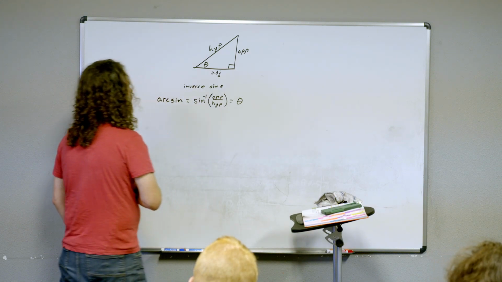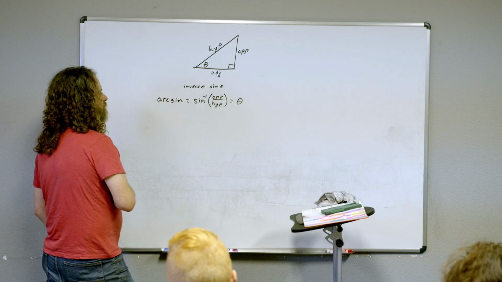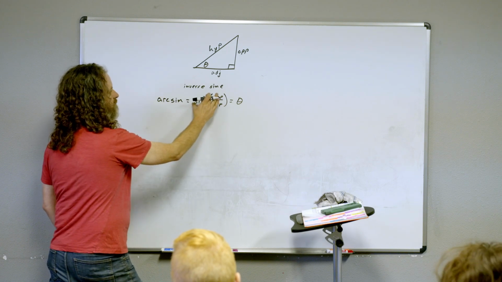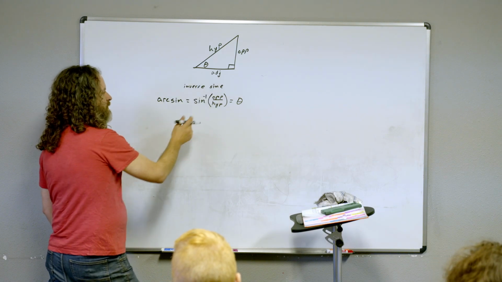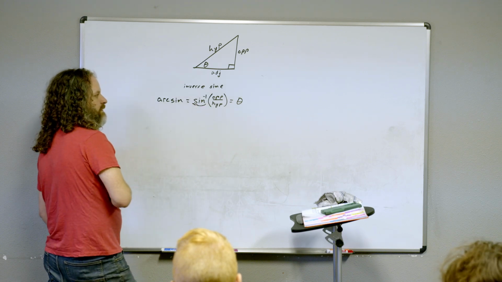Arc sine is that whole chunk? Sine -1 of opposite over hypotenuse? That's this. Oh, okay. Just the opposite over hypotenuse bit? Just this bit, the sine angle. Yes.